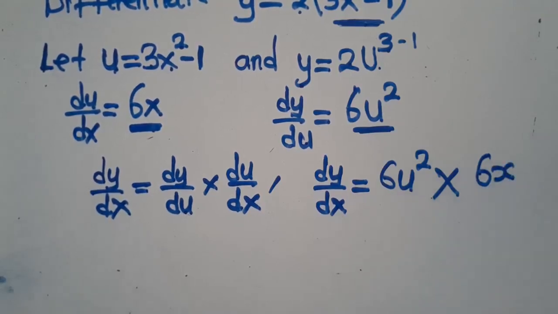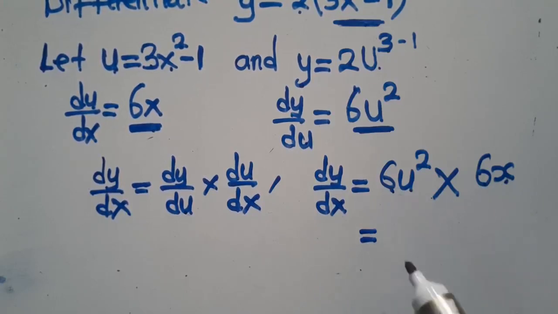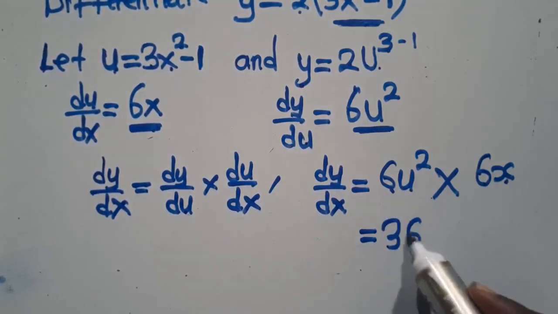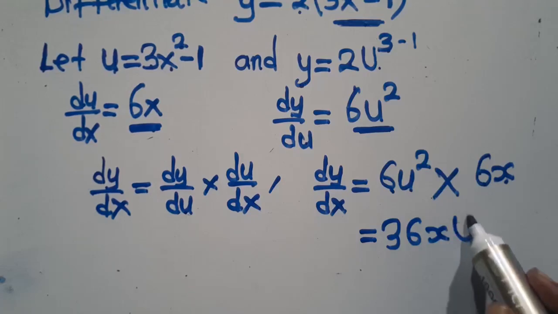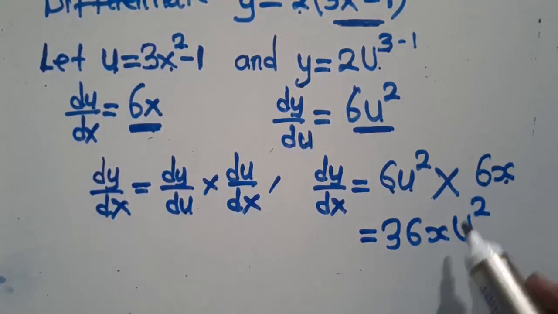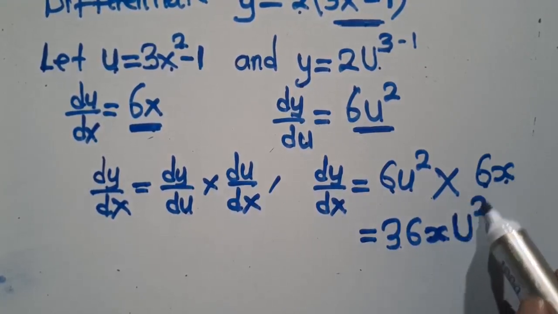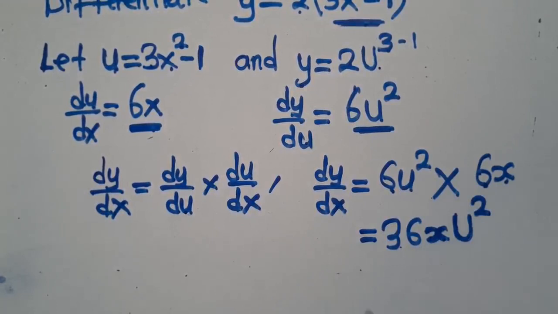This is what you are supposed to do. You conclude now. You say 6x times 6, you get 36x u to the power 2. This is what you are going to get. Then you know that there is u here. 6 times 6, 36, then x follows. This is the x, u to the power 2. So now you say this is equal to what?